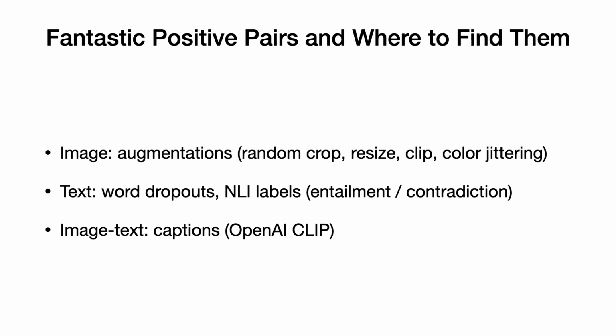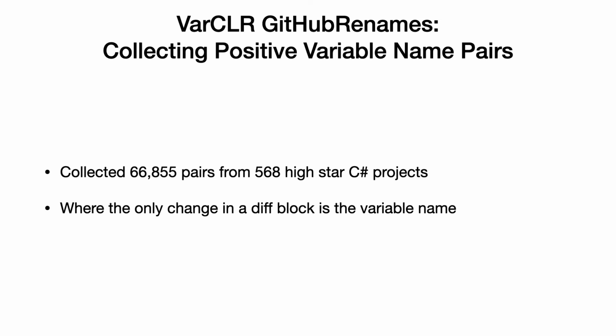You can even find positive pairs across modalities. Say you can use an image as the anchor and the corresponding caption as its positive. This is actually the core idea in OpenAI CLIP. They might scale to more data and larger transformers, but their underlying idea is very similar. Now back to variable names.